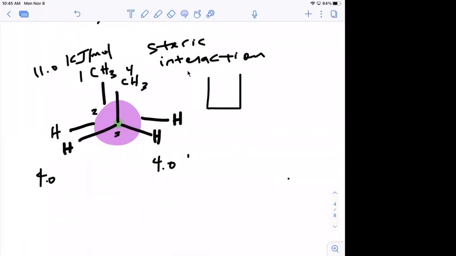I'll take these numbers off though. I don't want to erase it because then it'll erase everything. So I'm gonna put this up top.